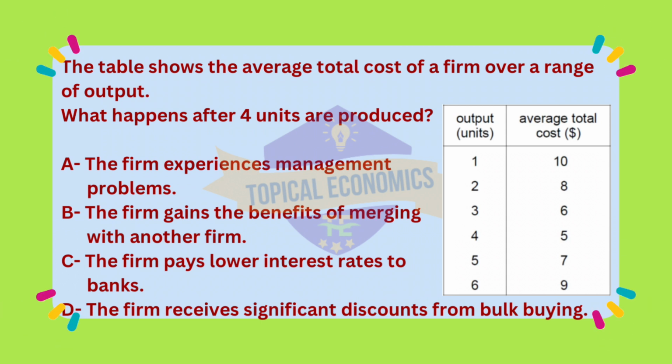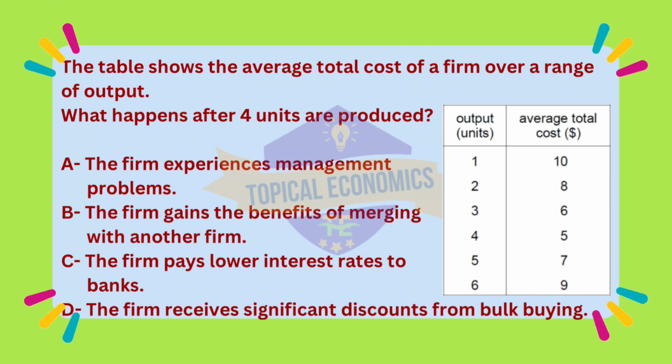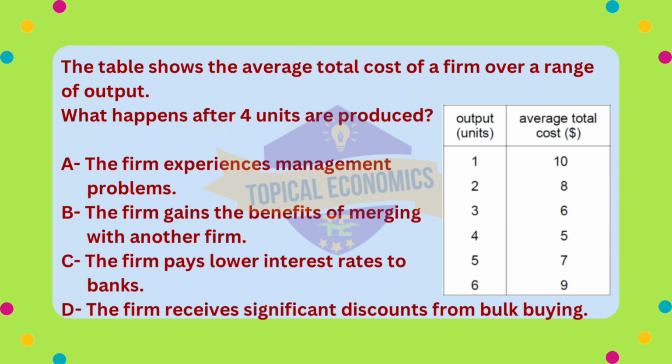The firm experiences management problems because the data from the table suggests that the firm's average total cost decreases as production increases from 1 to 4 units, indicating that the firm is benefiting from economies of scale. Its average cost is decreasing as it produces more. However, after 4 units of output, the average total cost begins to rise, which is a typical sign of diseconomies of scale. Diseconomies of scale occur when a firm becomes less efficient as it expands production beyond an optimal point.